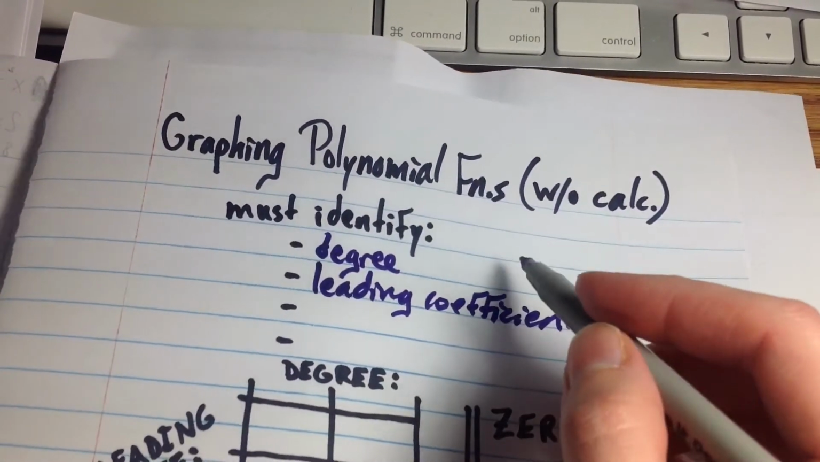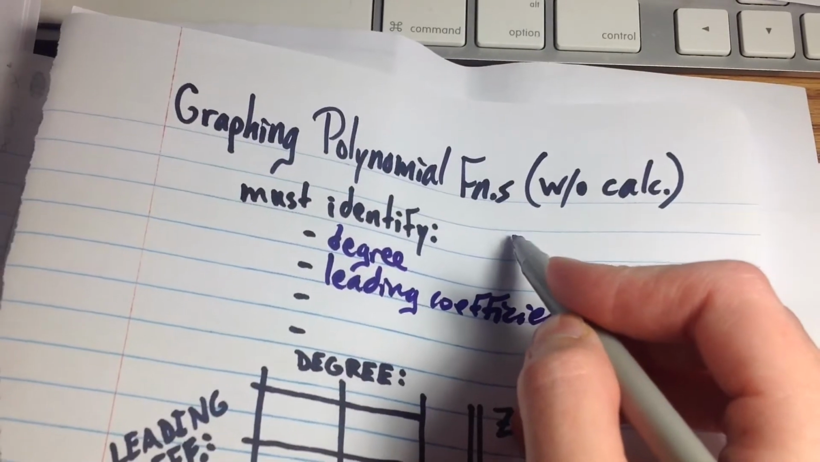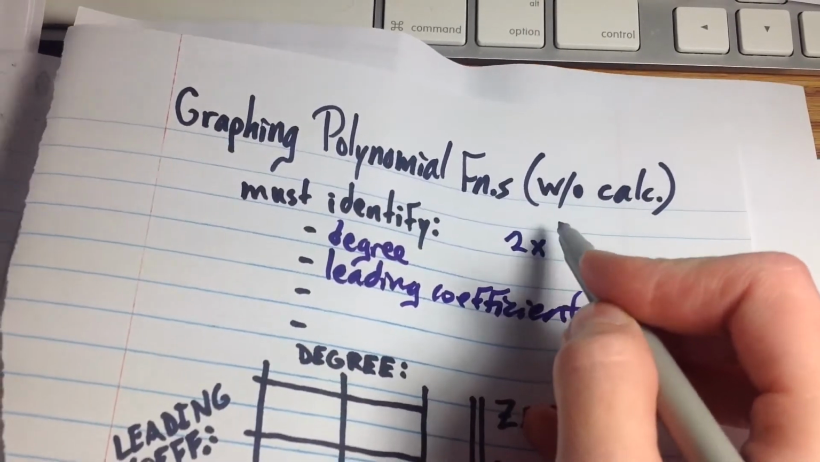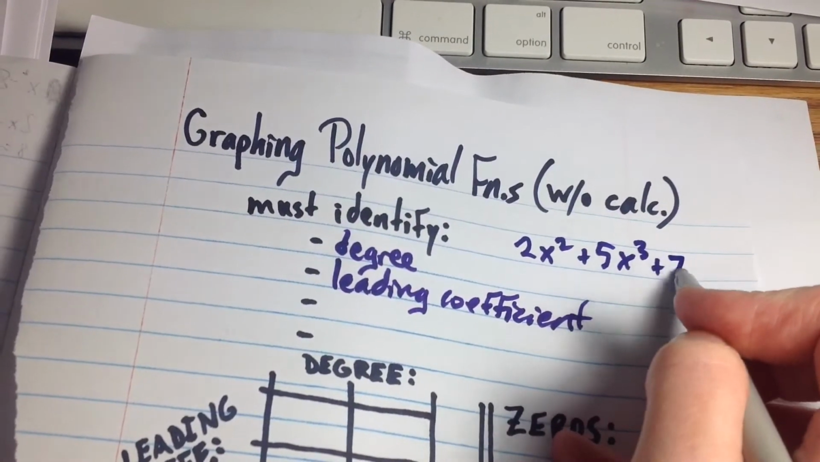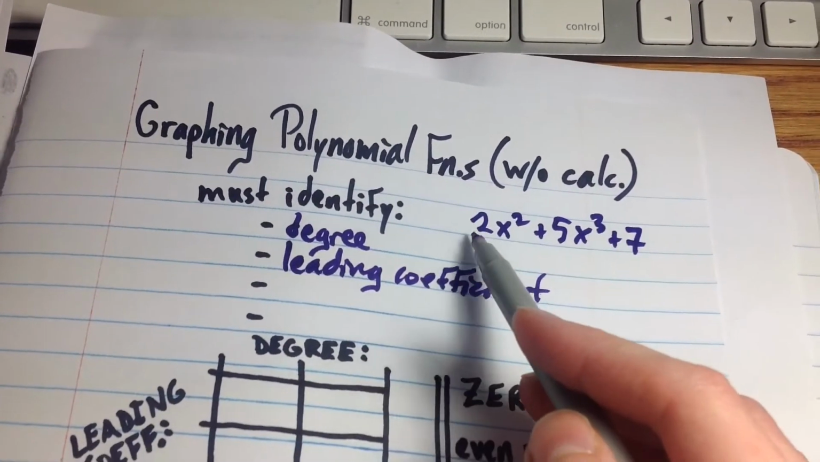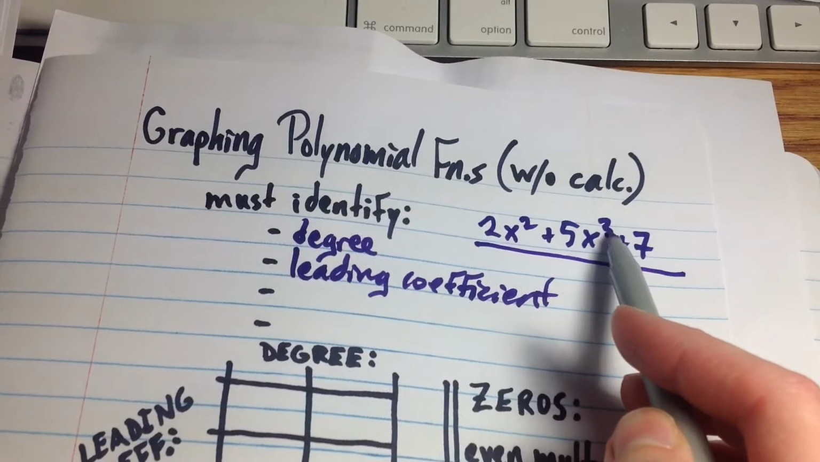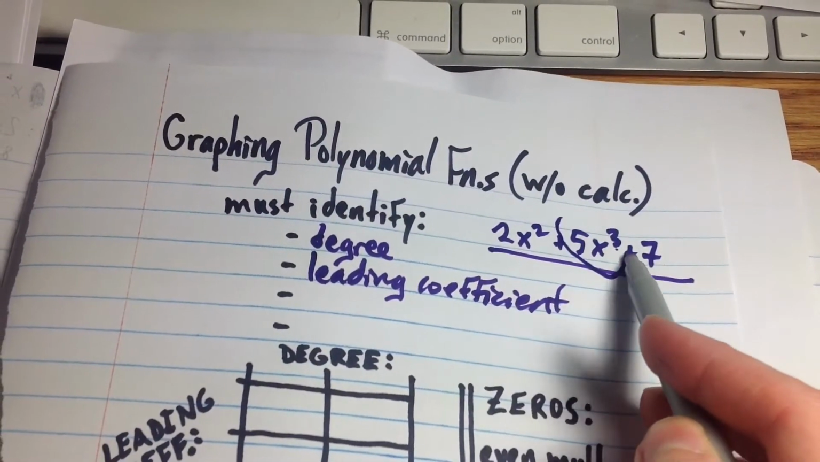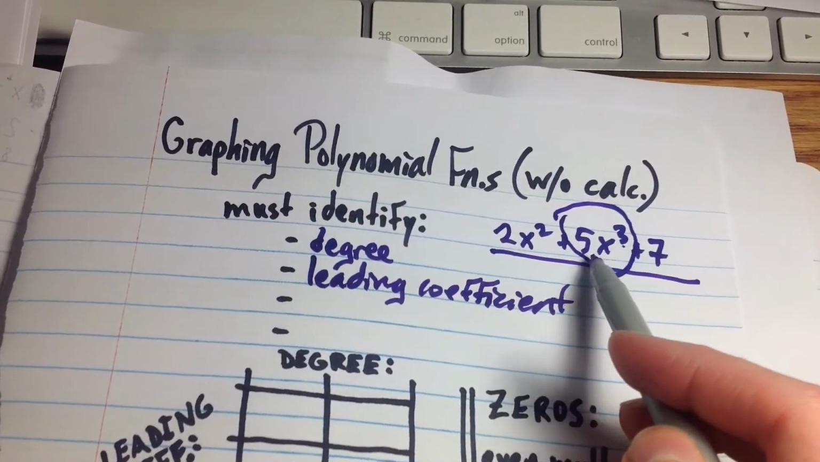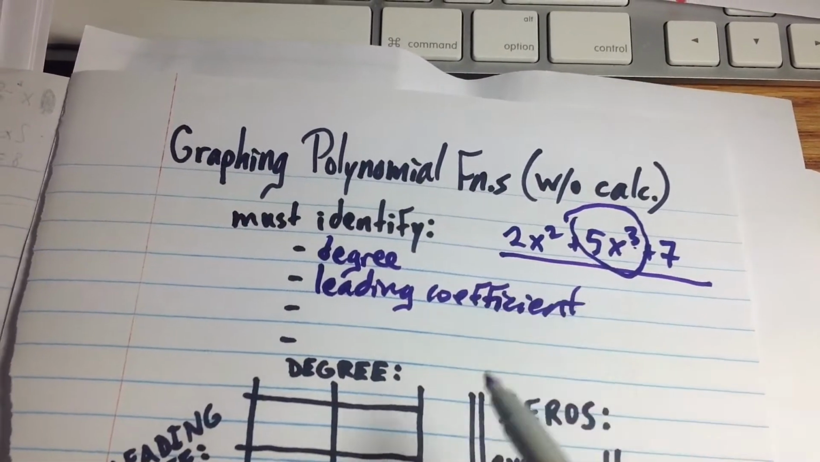So for example, let's say you have a polynomial that's not even in standard form and is out of order a little bit. Okay, you have a polynomial like this. The degree would be 3 and the leading coefficient would be 5 because that's the coefficient that's in there with the degree. If this was in standard form in order, this would be first.